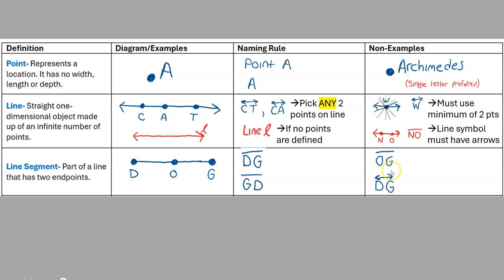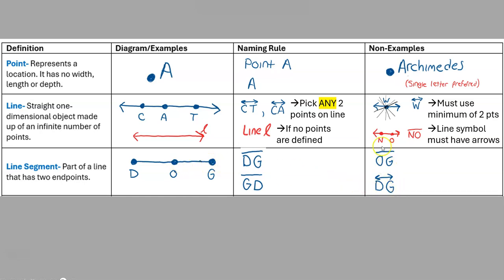So this first one, OG, this has the correct symbol above it, okay, a bar symbol. OG would infer that we would start at O and end at G. So notice that if I were to say, hey guys, look at segment OG, you would only be looking at this part right here from O to G. So keep that in mind.